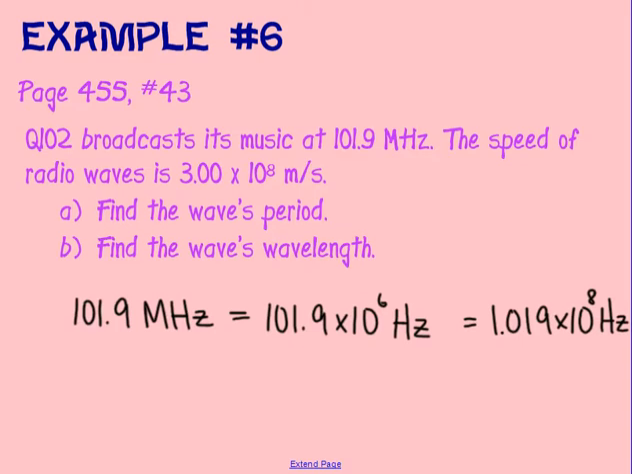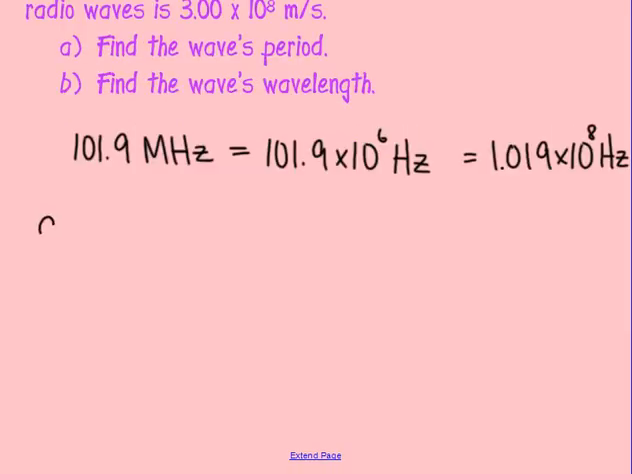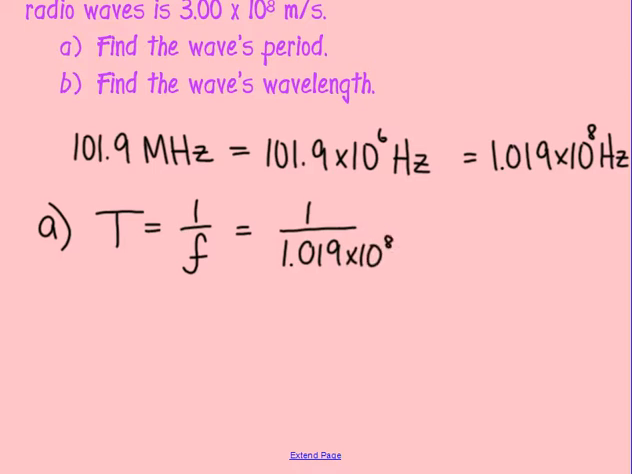Part A asks us to find the wave's period. Well, one important fact is that the period is the inverse of the frequency, or 1 over the frequency. So I do 1 divided by 1.019 times 10 to the 8th hertz, and that gives me a period of 9.82 times 10 to the negative 9th seconds.